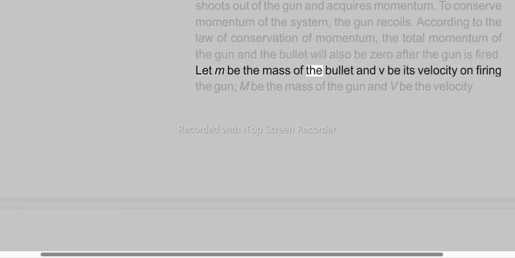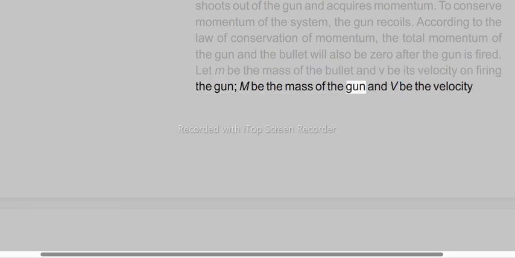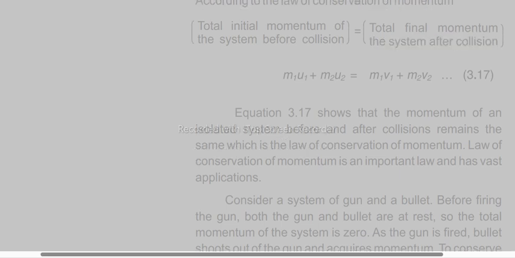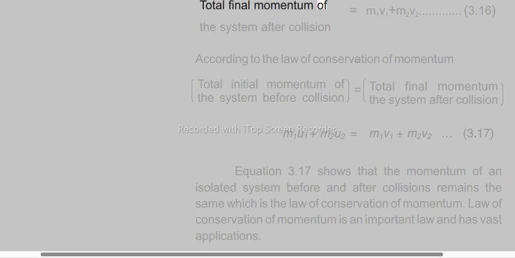Let m be the mass of the bullet and v be its velocity on firing the gun, M be the mass of the gun and V be its velocity. Total initial momentum of the system before collision equals zero. Total final momentum of the system after collision equals mv plus MV.